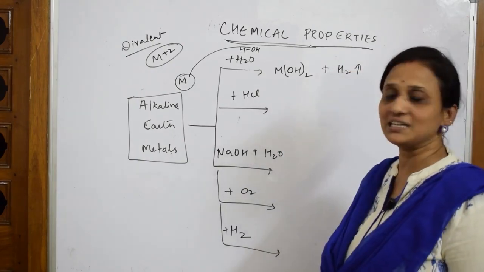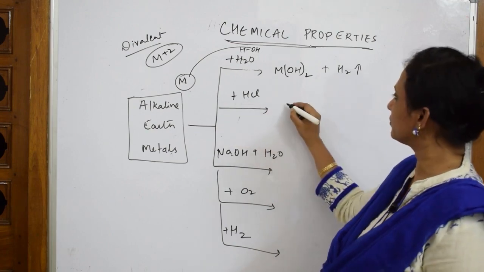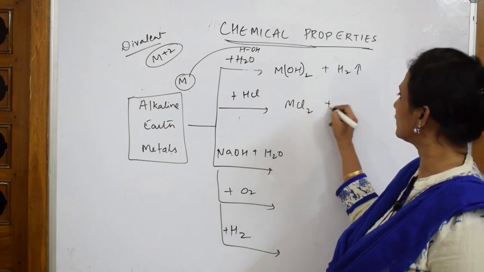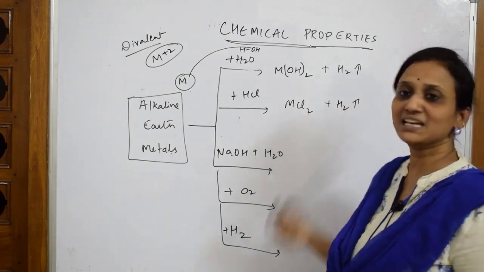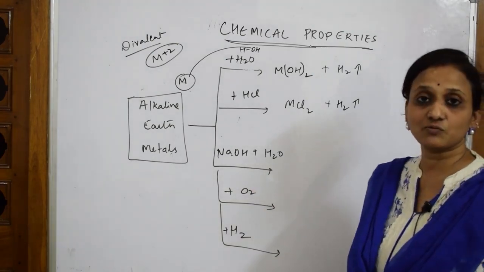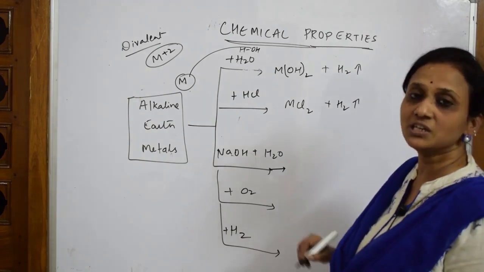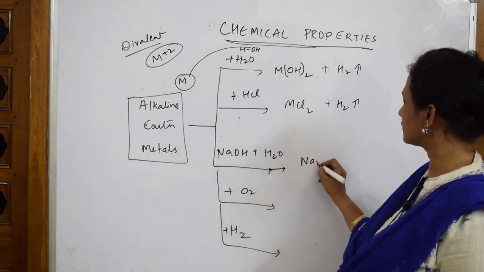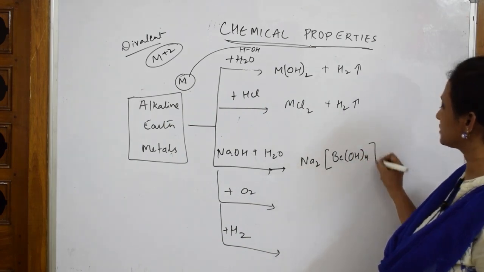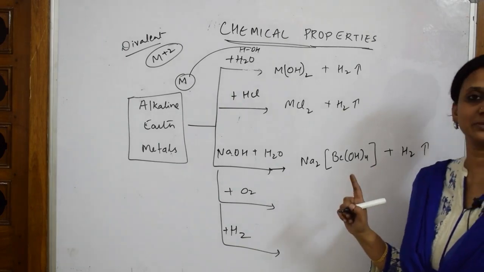Now when it comes to chlorine, metal plus chlorine is going to form MCl2 because the metal valency is 2, along with hydrogen gas. So this metal can be any of the alkaline earth metals. When it comes to sodium hydroxide and water, you have to be very careful. Only beryllium reacts with sodium hydroxide plus water, forming Na2[Be(OH)4] plus hydrogen gas. Only beryllium reacts with sodium hydroxide and water.